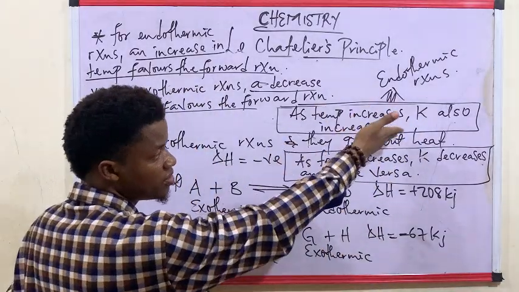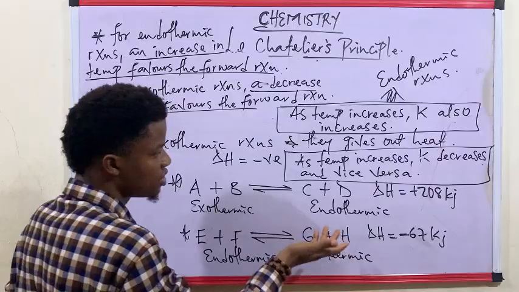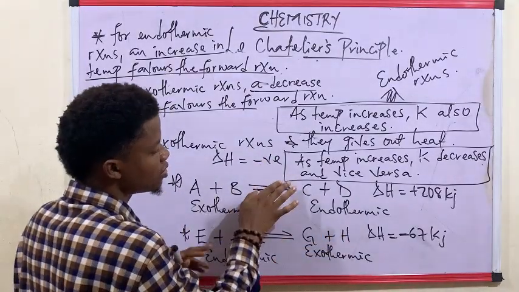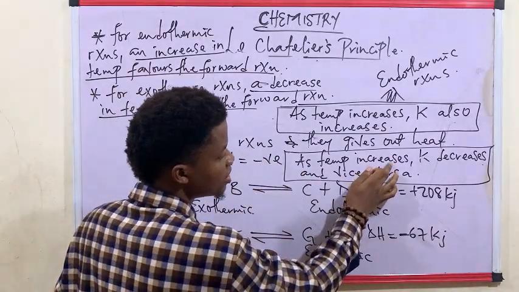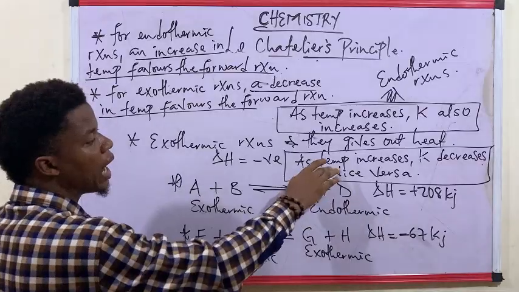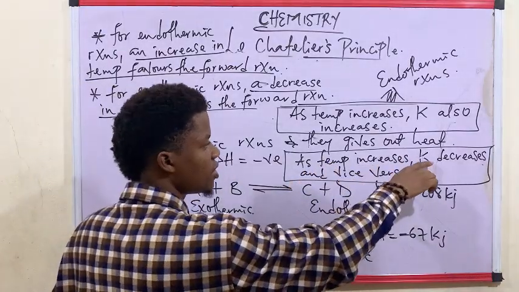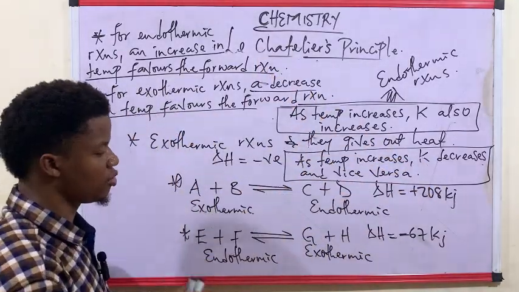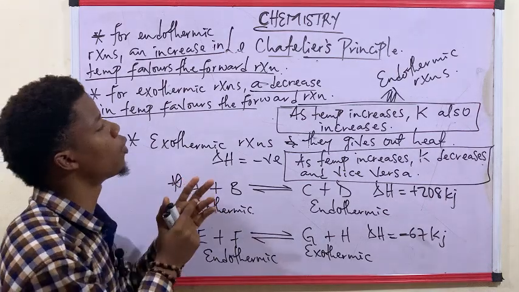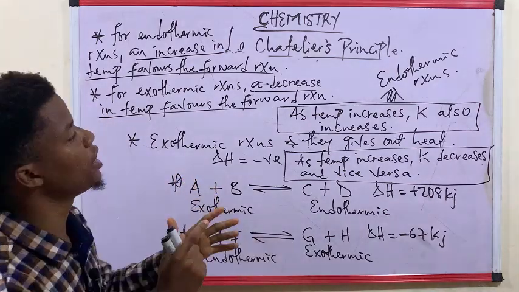If the temperature decreases, K also will decrease. Then for exothermic, as temperature increases, K decreases. And as temperature decreases, K would also increase. So this is all for change in temperature.